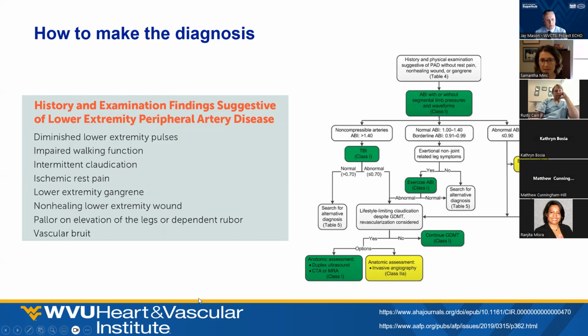Basically, your exam. Again, you're looking for people that have risk factors. Are they smokers? Do they have high blood pressure? Do they have diabetes? Are they over 50, or have risk factors and are under 50? And what is the history that they're giving?